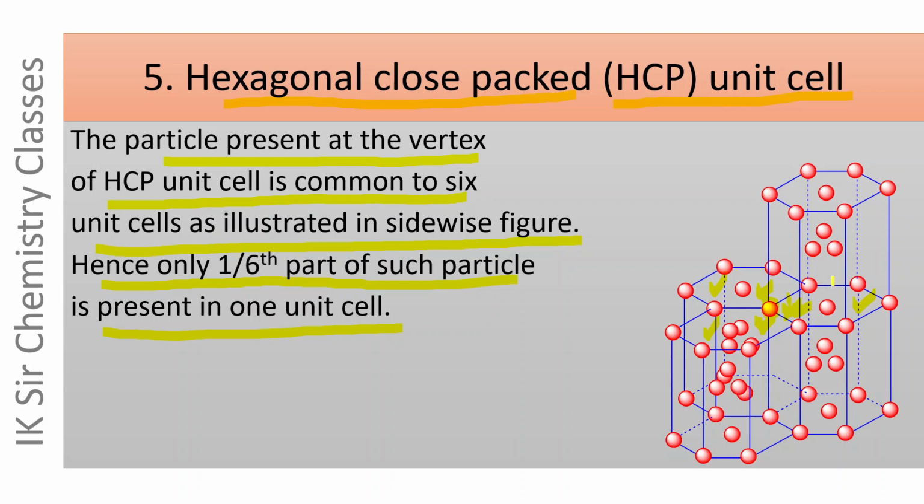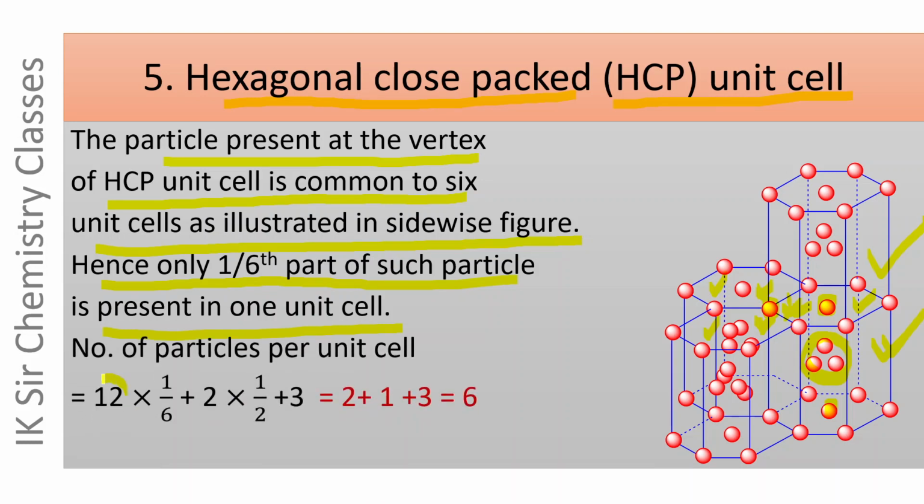At the same time, the particle present at the center of hexagonal face is common to 2 unit cells, and hence its 1/2 part is present in one unit cell. At the same time, these three particles are present within the HCP unit cell. Accordingly, the number of particles in HCP unit cell can be calculated as follows.